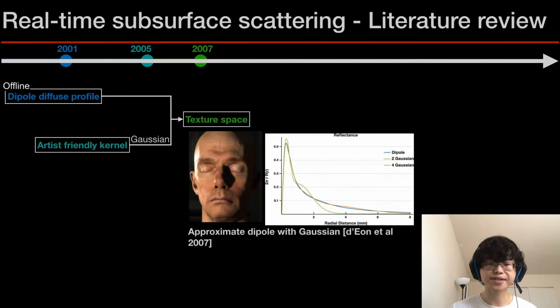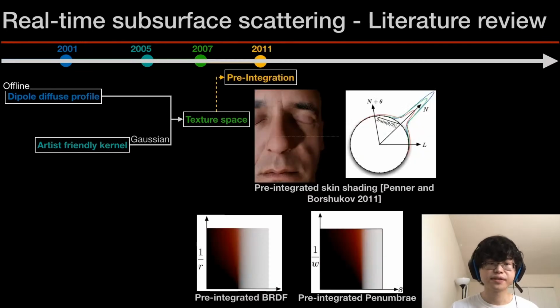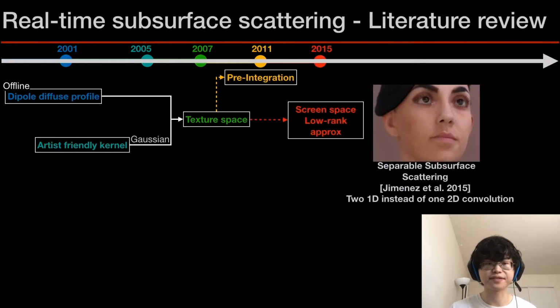The work by d'Eon and his colleagues in 2007 brings together the realistic part of the dipole diffuse profile and the real-time part of using Gaussian filters to approximate the dipole, in texture space. It created the first realistic and real-time subsurface scattering for human skin that matched the offline renderer in the NVIDIA Human Head demo. Eric Penner and George Borshukov in 2011 moved in another direction by offloading online Gaussian sampling into pre-integrated textures. During shading, a simple texture lookup based on curvature and shadow parameters is enough.